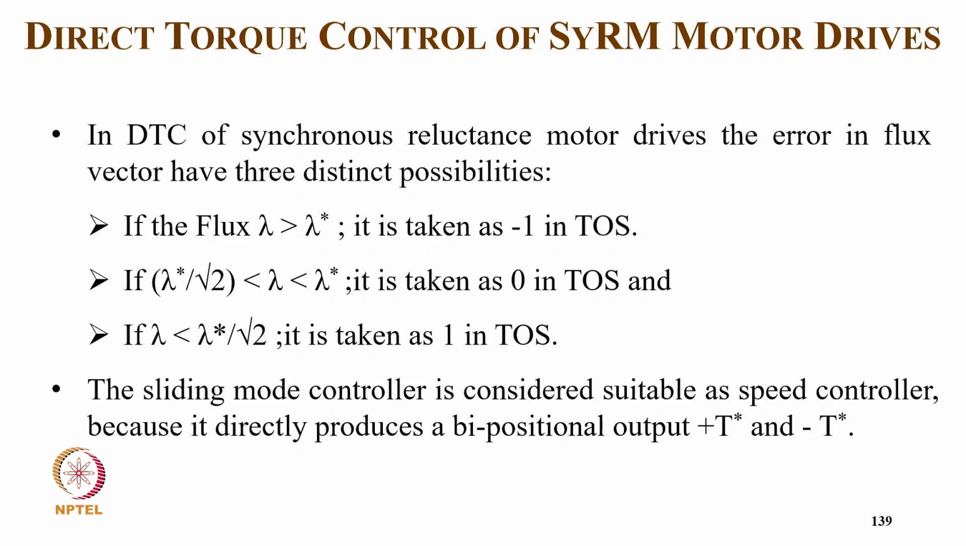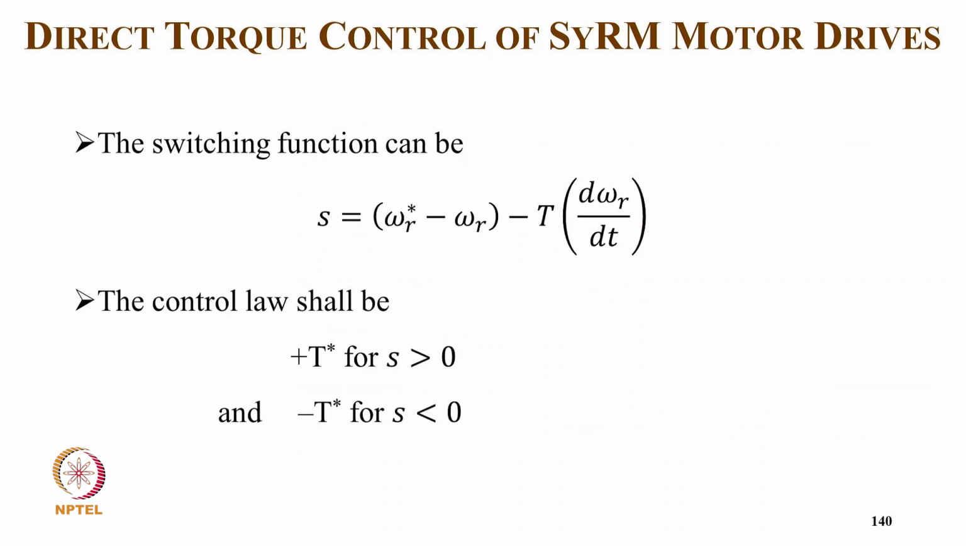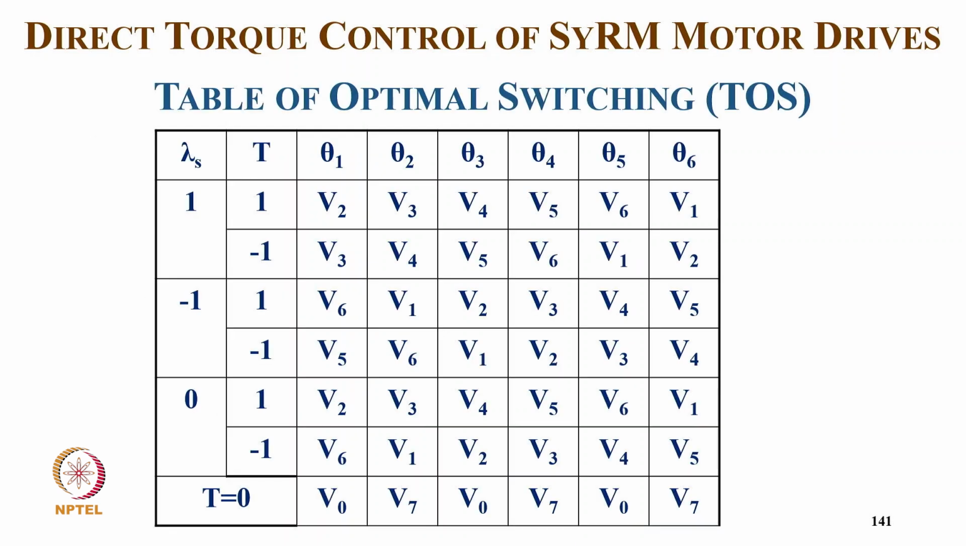So sliding mode control is considered suitable as a speed control because it directly produces a bipositional output, T plus and T minus. The switching function can be S equal to omega r star minus omega r minus Td omega r upon dt, and the torque control will be plus T star for S greater than 0 and minus T star for S less than 0.